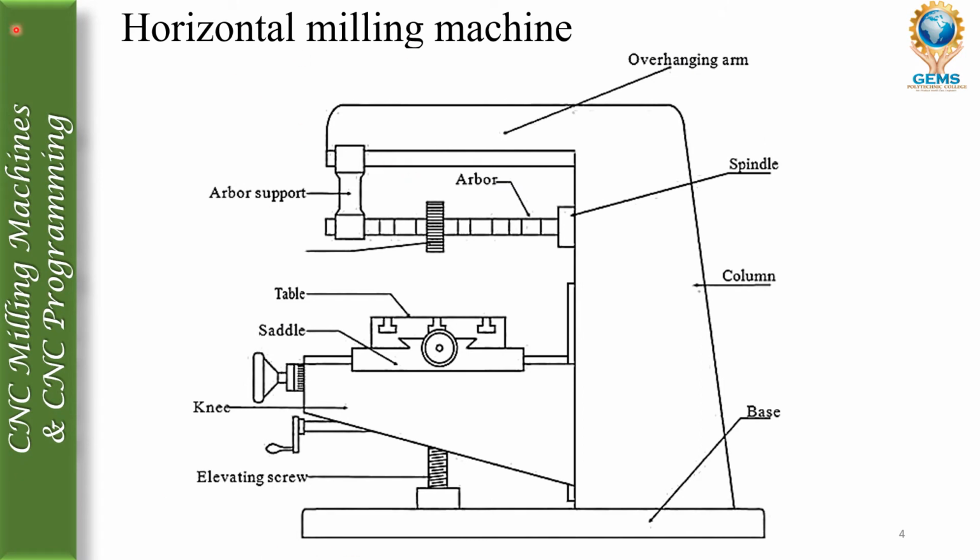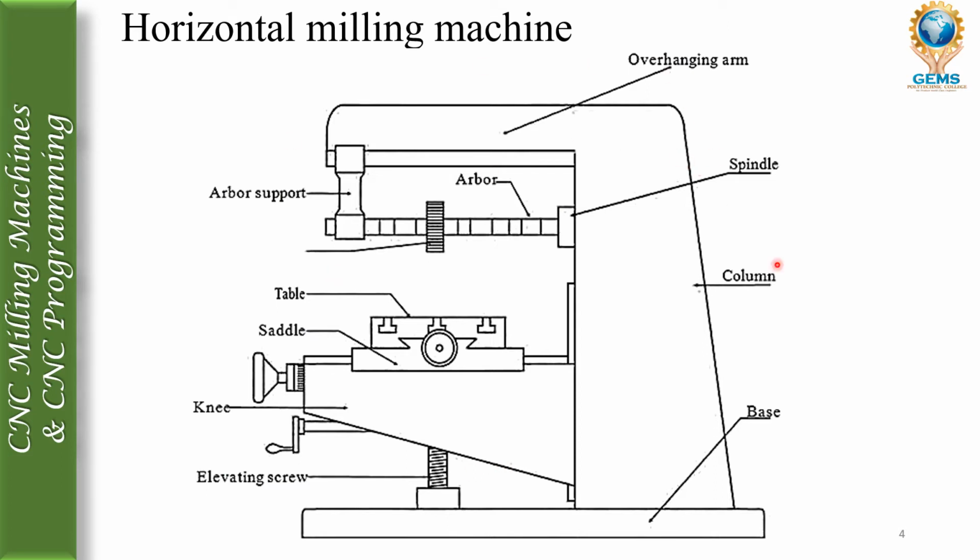You can see this is the schematic layout of the horizontal milling machine. This is the base, the same as in the vertical milling machine. You see the column, and this is the elevating screw for raising the knee up and down. Next comes the knee, then the saddle, and above the saddle is the table, and on the table we are going to have the workpiece. All the others except the spindle are similar to the vertical milling machine.